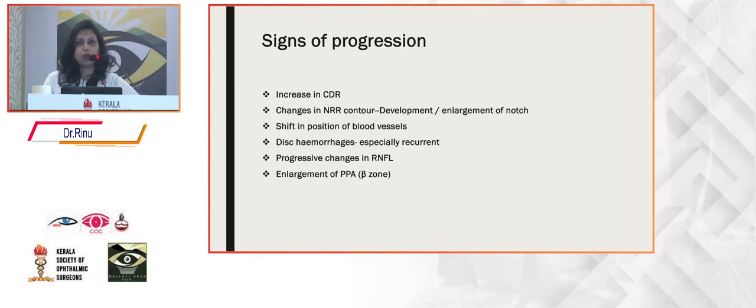The signs of progression are progressive increase in the cup disc ratio, changes in the NRR contour such as development or enlargement of a notch, shift in position of vessels, recurrent disc hemorrhages, progressive changes in RNFL defect, and enlargement of beta zone of peripapillary atrophy.